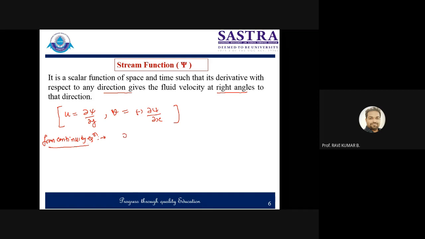So just put the value ∂u/∂x + ∂v/∂y = 0, because it is applicable only for two-dimensional flow. There is no z direction. If you differentiate with respect to z, you will not get any velocity component, because there is no cross flow across the streamlines. That's why we are getting only two velocity components, either u or v. There is no w. So stream function exists only for two-dimensional flow.